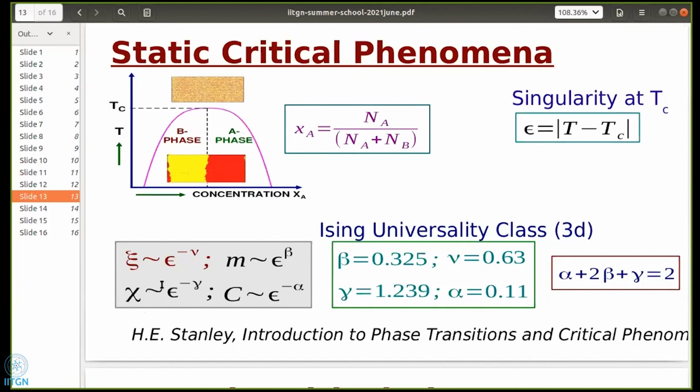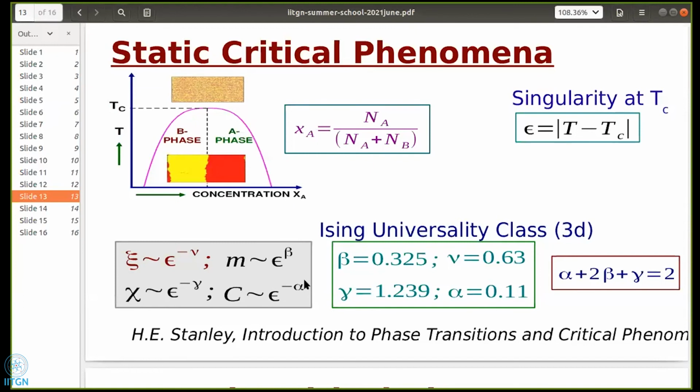So if you look at the values of these exponents, namely gamma, nu, beta, alpha, etc., they exhibit some kind of universality. What we mean by universality is that you might have different kinds of systems. For example, you might have a magnetic system, a simple liquid, or a binary liquid. As long as the range of interaction belongs to a similar type, no matter which specific material you take, the values of the exponents are going to be the same.